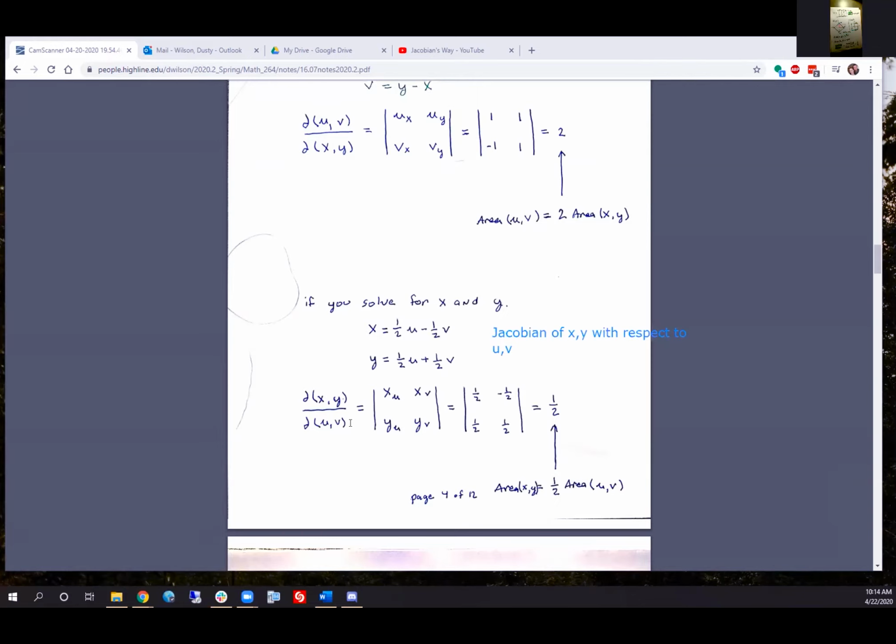All right. Are there questions about how to set up this Jacobian formula?